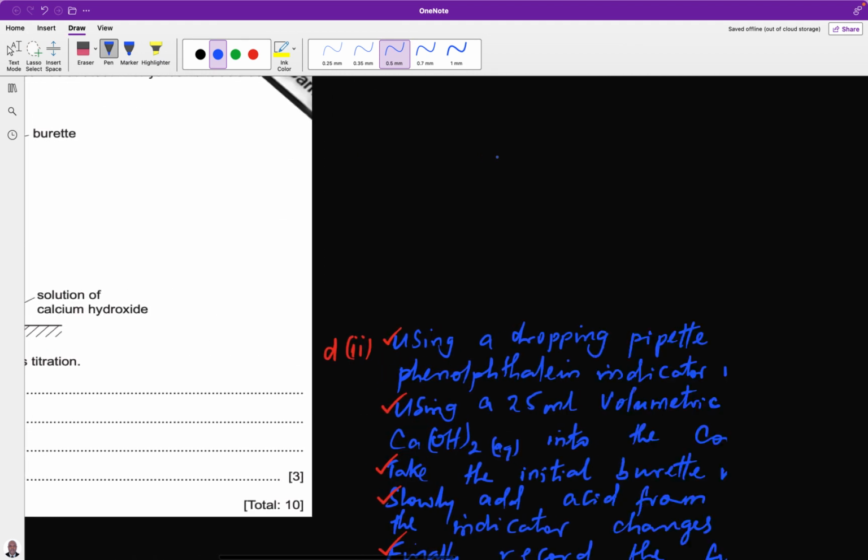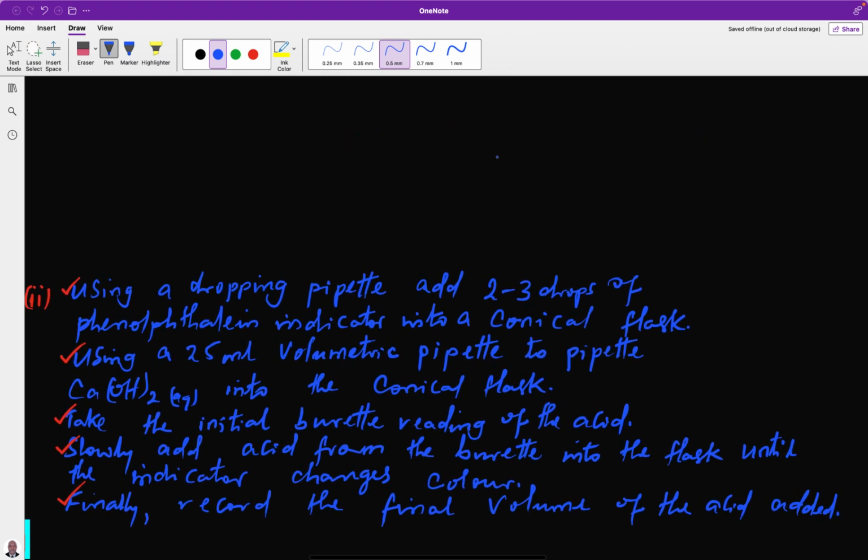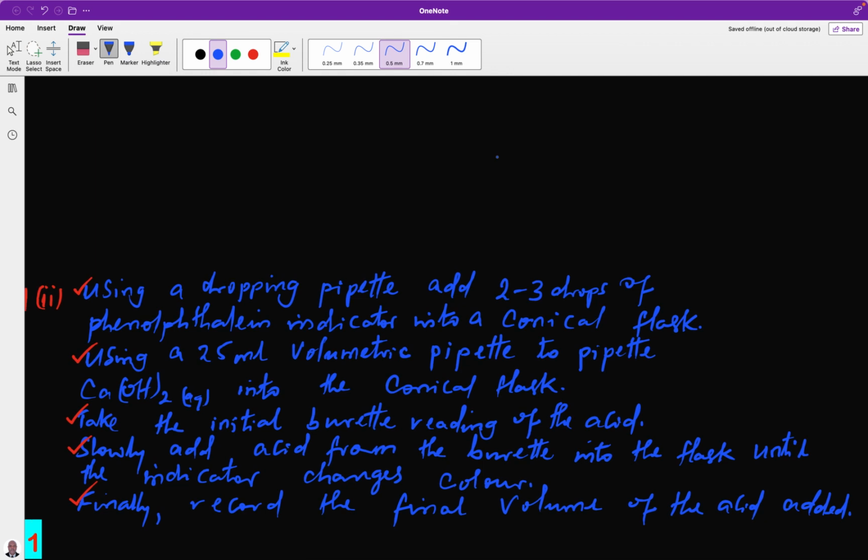This is how I've presented it here to you. One, using a dropping pipette, add 2 to 3 drops of phenolphthalein indicator into a conical flask. Two, using a 25 ml volumetric pipette, pipette calcium hydroxide solution into the conical flask. Three, take the initial burette reading of the acid. Four, slowly add acid from the burette into the conical flask until the indicator changes color. Finally, record the final volume of the acid added.